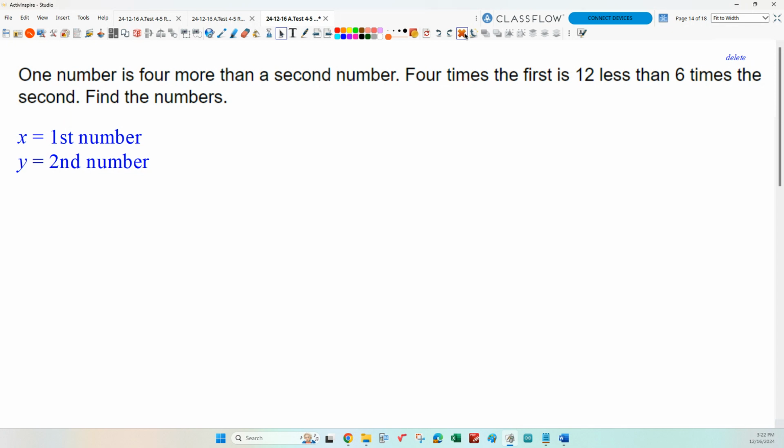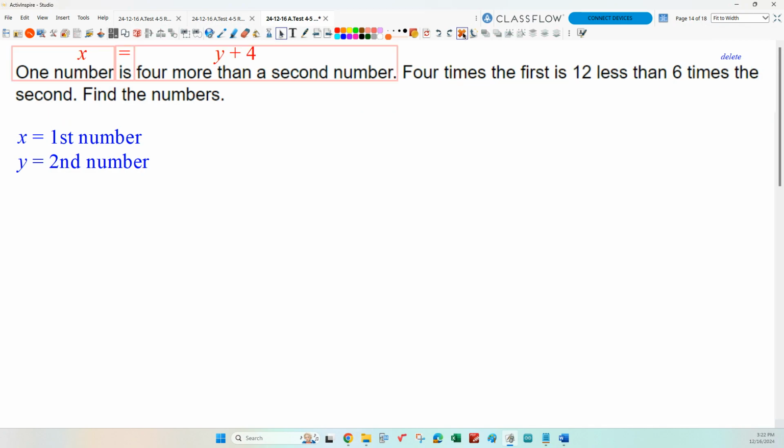One number, what's one number? X. What does is mean? Equals 4 more than a second number. What's the second number? Y. So what's 4 more than y? Y plus 4, or 4 plus y, either one. So the first sentence gives us that equation: x equals y plus 4. Everybody agree? Okay. We need one more equation.